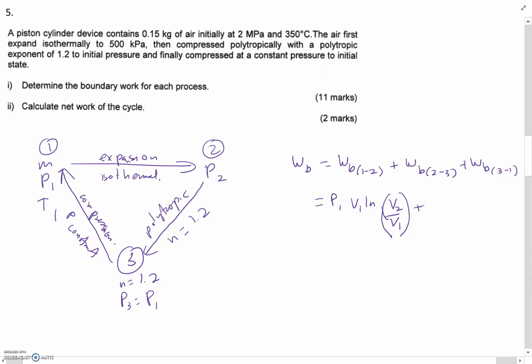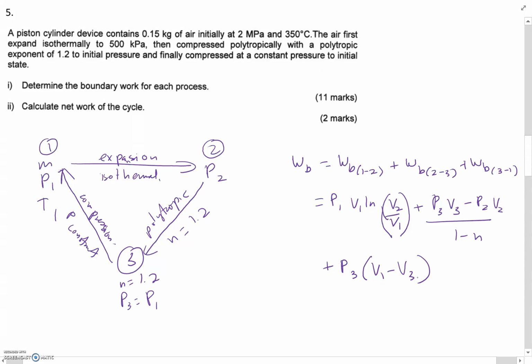Plus work of boundary 2 to 3. This is polytropic with n equals 1.2. So the easiest one is P3 V3 minus P2 V2 over 1 minus n. And finally you have compression at constant pressure, 3 to 1, so you can use P dV, P3 times V1 minus V3.